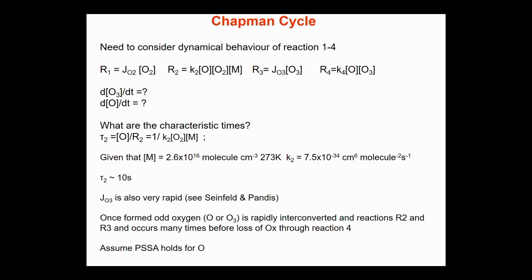So, let's start with the rate of change of ozone with time. What's that look like? Okay, let's move straight to the end. So we've got R2, so we've got K2, minus, what was R3? R3 was the photolysis of ozone, was it not? Tell me if I've got these wrong. Minus R4, which is K4.